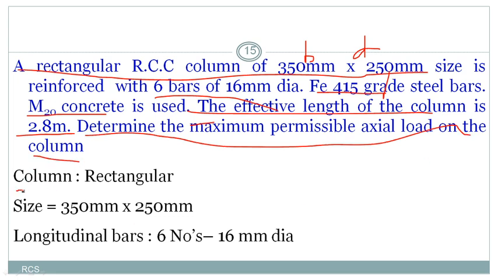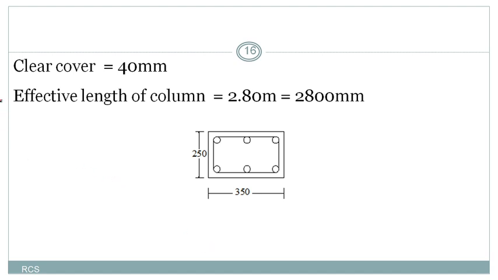So what type of column can we decide based on the shape? It is a rectangular column, and the size is B is 350 mm and D is 250 mm. The longitudinal reinforcement provided is 6 bars of 16 mm dia. And the clear cover we have to assume is say 40 mm. And effective length LE given is 2.8 meters, that equals 2800 mm.